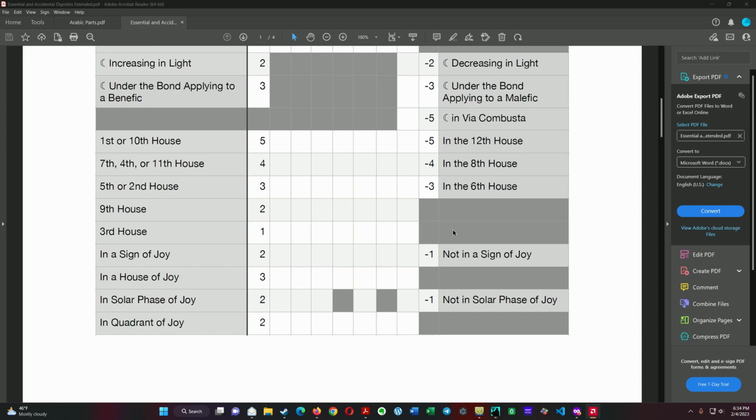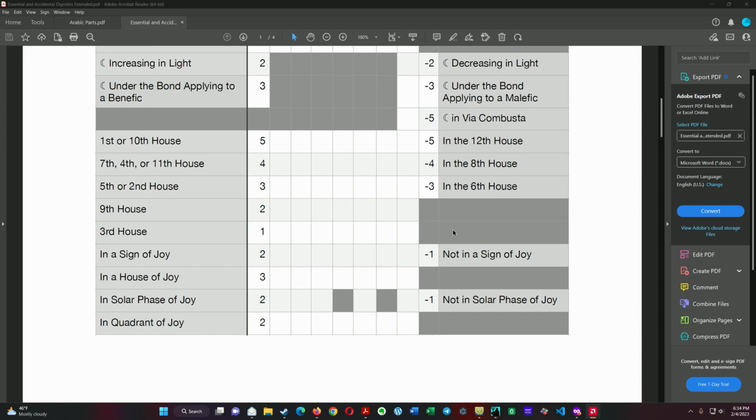Mercury is masculine or feminine depending on the solar phase. And this is very important, but I don't think it's emphasized enough. Mercury, if he's morning star, if he rises before the sun, that means he's going to be masculine. If he's evening star, he's going to be feminine. And so if he's morning star, he wants to be in the masculine signs, and vice versa.